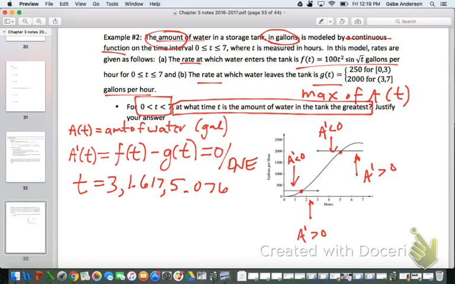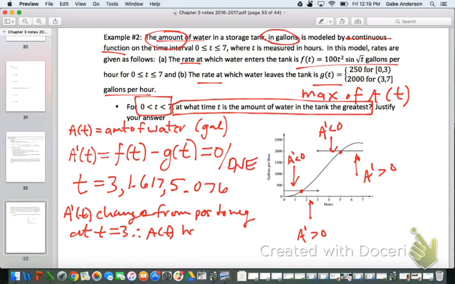So I think I'd do something like this. A prime changes from positive to negative at t equals 3. Therefore, A of t has a relative max at t equals 3. So I've got my sign chart. That's all really nice and good. It can help me see a pattern, but it's not an actual conclusion or justification until I write the sentence there to get it finished.